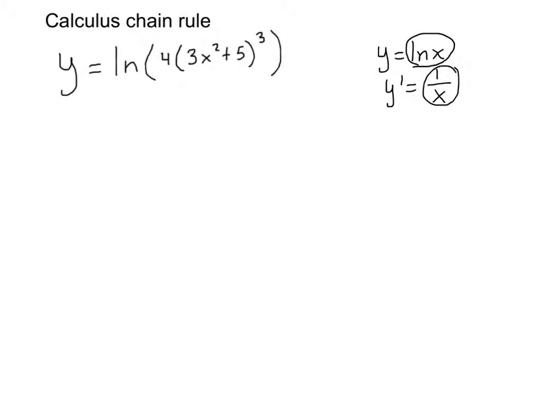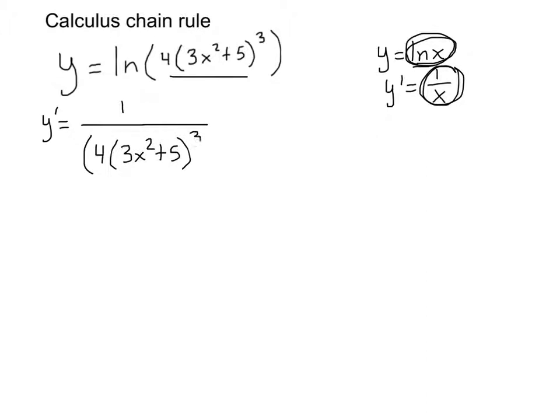So let's look at our problem. I've got the ln and then I've got all this stuff on the inside. So let's start finding the derivative. So y prime is going to equal, well, if the derivative of ln of x is 1 over x, then the derivative of all this is 1 over all this on the inside. So I'll write 4 times 3x squared plus 5 all cubed. But now what I haven't done is I have not found the derivative of the inside here. So that's why it's a chain.